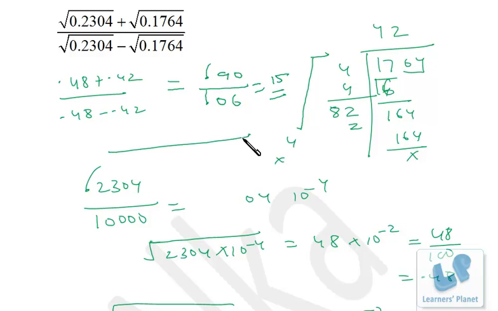Okay, so isn't it very easy? You just have to find out the square root of 2304 and 1764. After that you have to adjust the position of the decimal, nothing else. Okay, so I have discussed the easiest way to solve this sort of problem, and you need to practice with this method so you'll get confidence gradually.